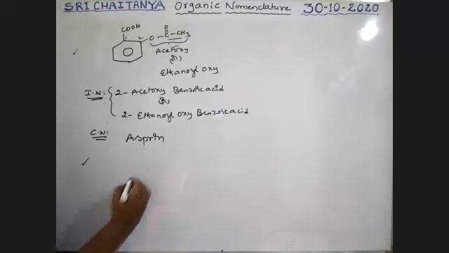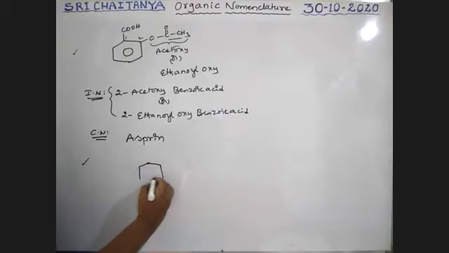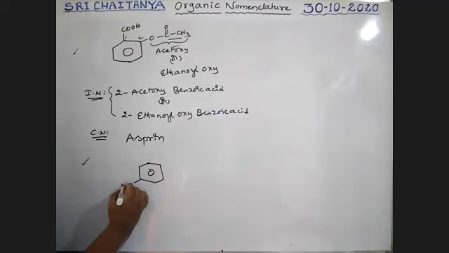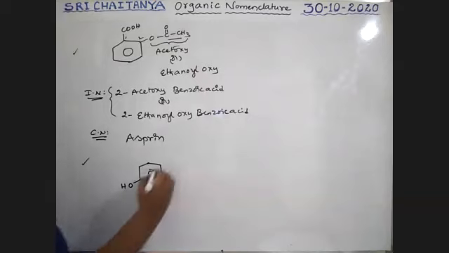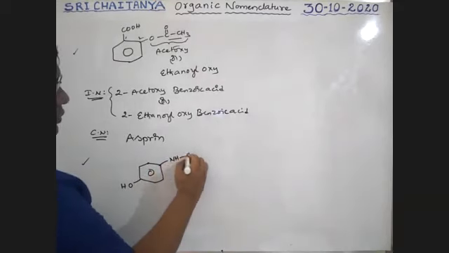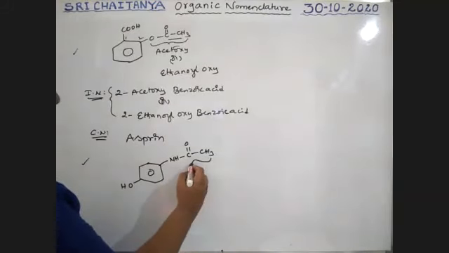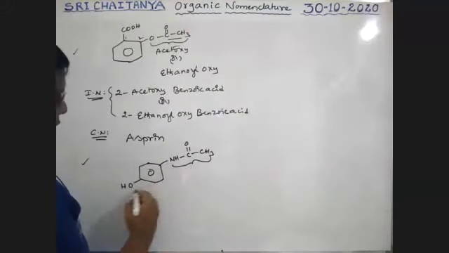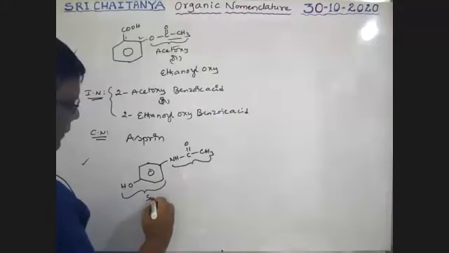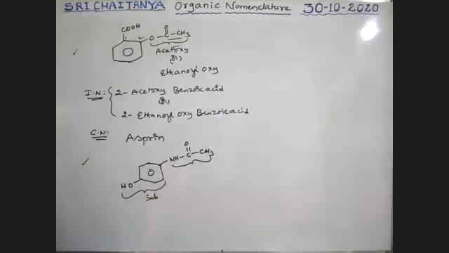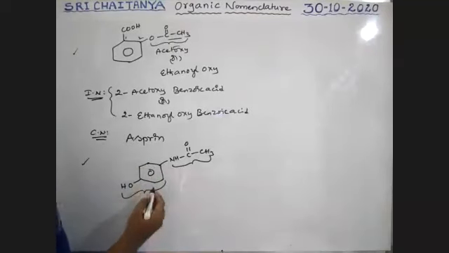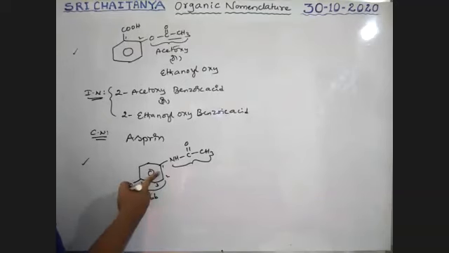See here, benzene attached to OH and NH COCH3. Boys, this is the main chain, and this is the substituent. So this is 1, 2, 3, 4. It is a phenyl ring. At the fourth position, the hydroxy group is there.